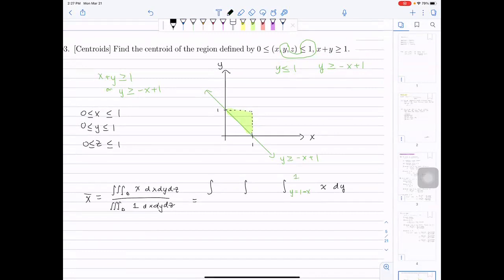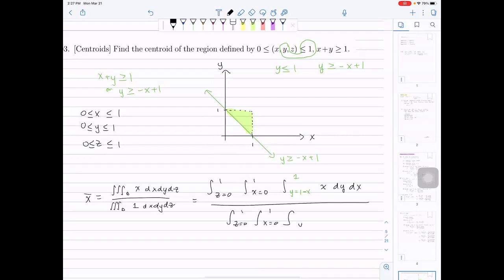And then let's do x. Since we're in the xy plane, it would be logical to do x next. X, there's no other restrictions except that it's from 0 to 1. And the same with z. No other restrictions except 0 to 1. And then you do the same integral.